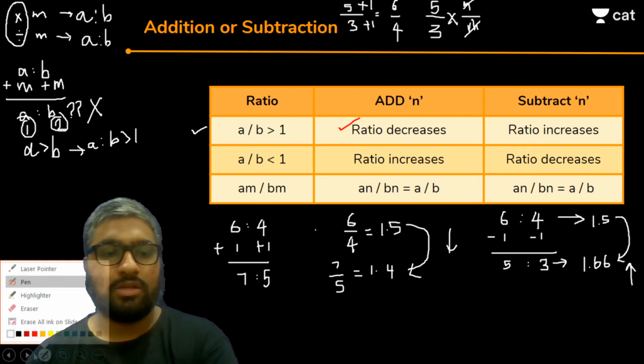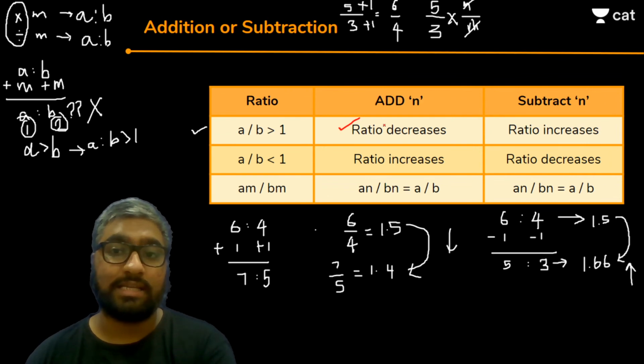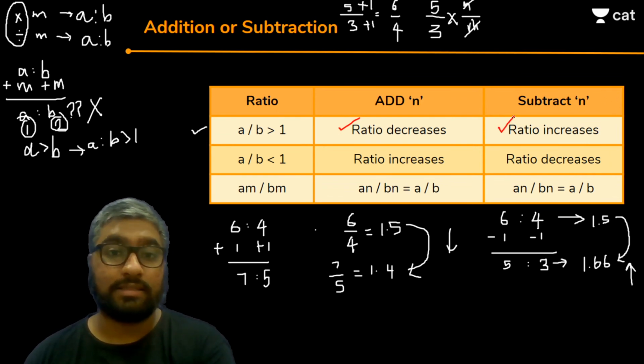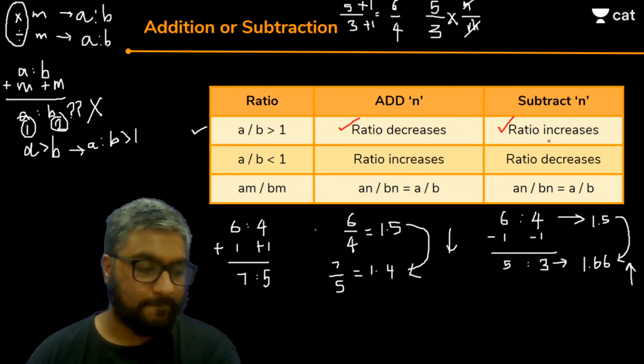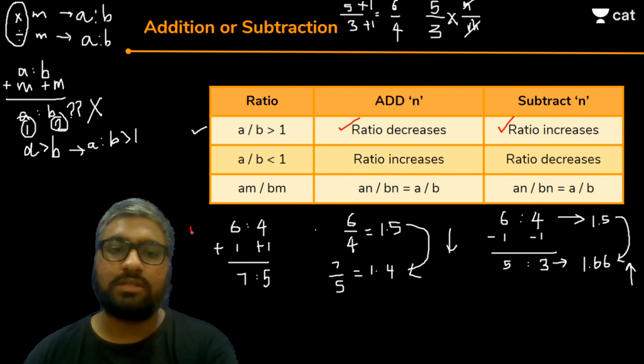So what is happening here? If a ratio is greater than 1 and you add n to both the terms, the ratio decreases. And if you subtract n, the ratio increases. Is this part clear? We've used this example to help you understand this. Is this clear though?